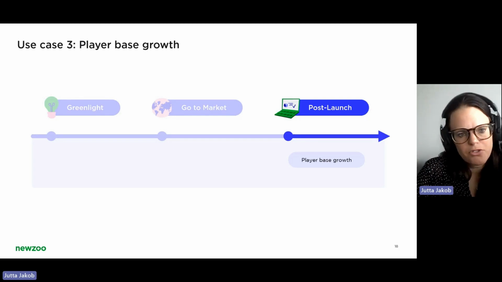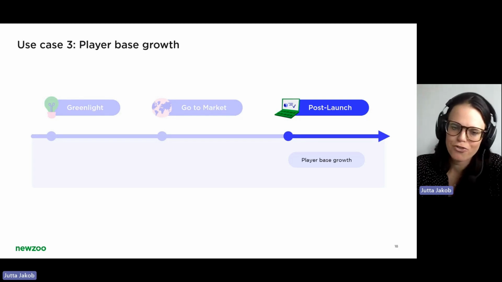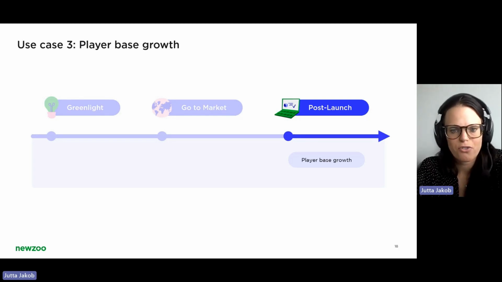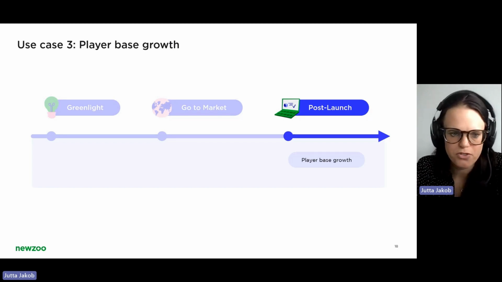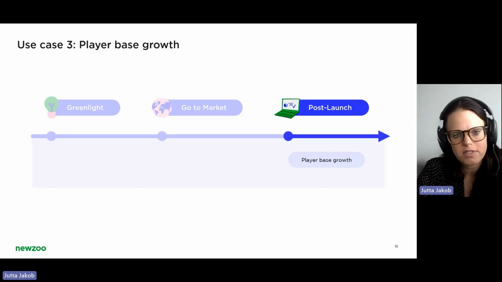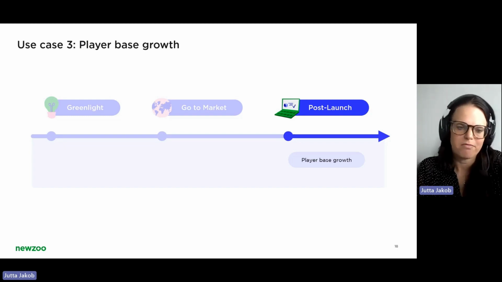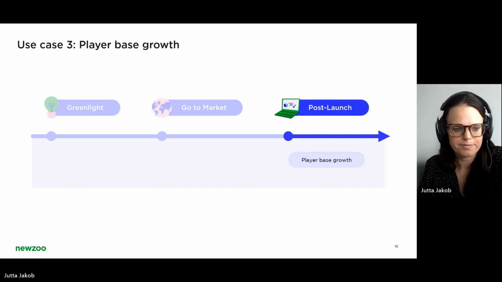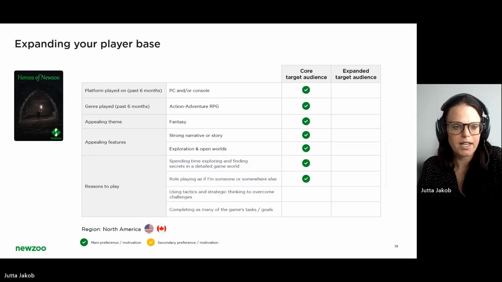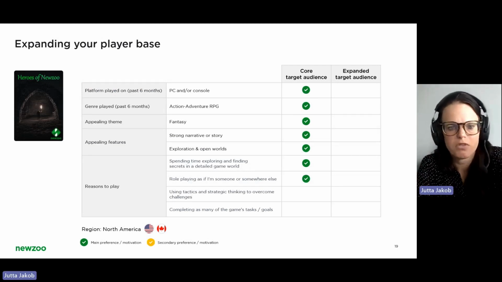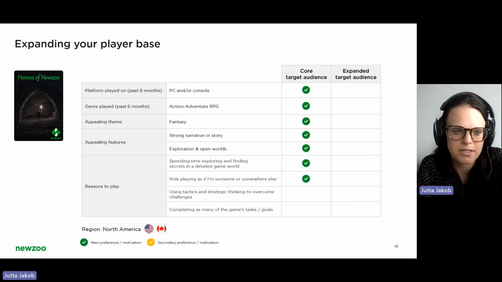Now, in our third use case, we shift our focus towards identifying growth opportunities post-launch for Heroes of Newzoo. In general, there are 2 primary ways we can grow our player base. Firstly, expanding our target group within existing markets, and secondly, expanding regionally. Let's begin by looking at expanding our target group within existing markets.